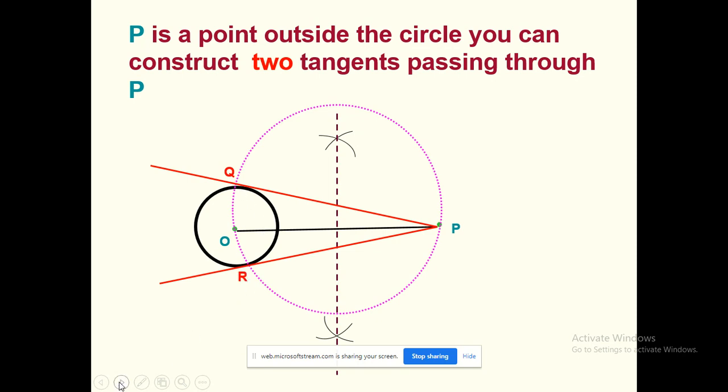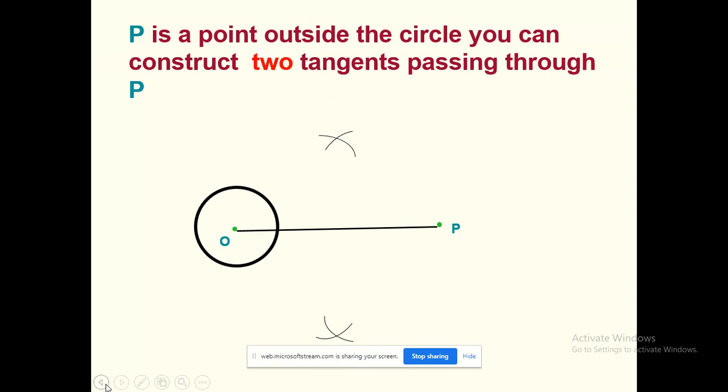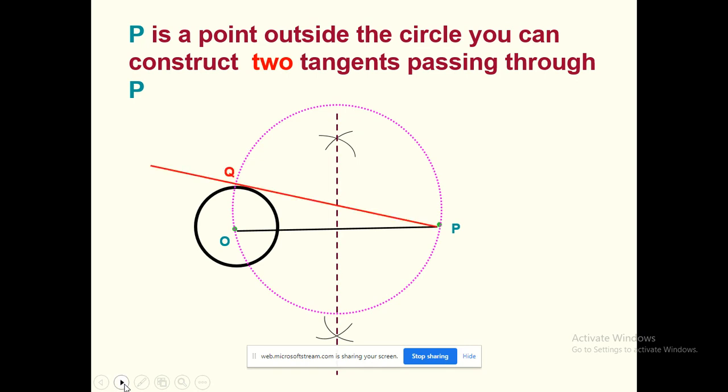If you felt lost when doing this one, during the online session I'm going to explain it again. So the steps are the following. I put a point outside and I join OP. I do the perpendicular bisector. It meets my segment OP at this point here. I put my compass here and draw the circle with center at this point and diameter OP. Where this circle cuts the other circle, I join those points with P, and those are the two tangents.